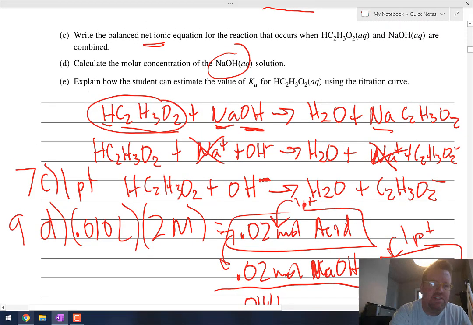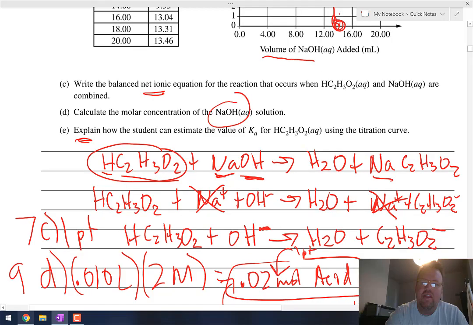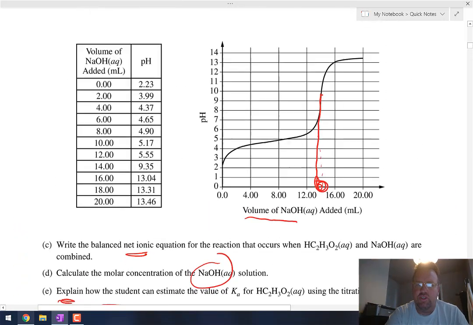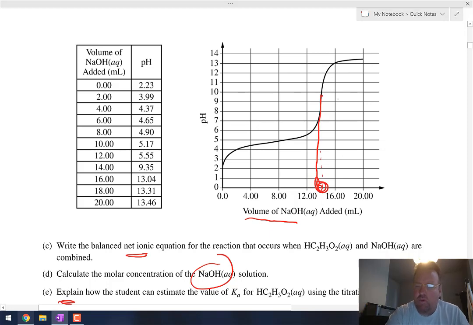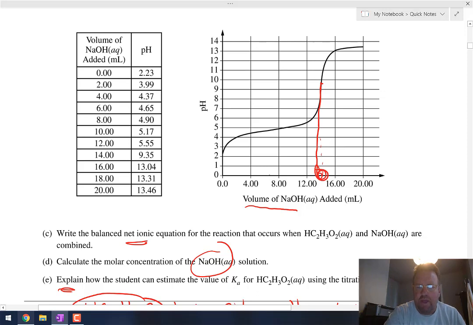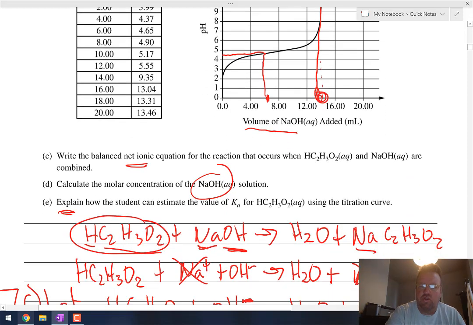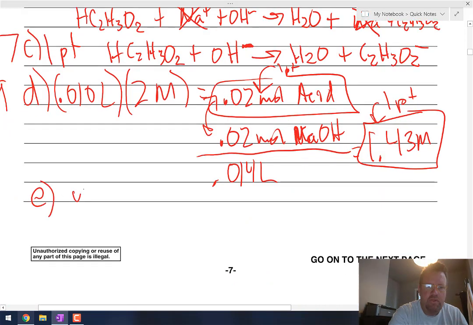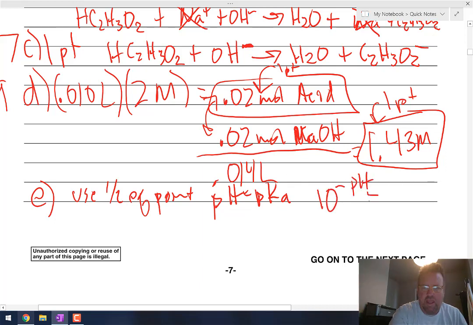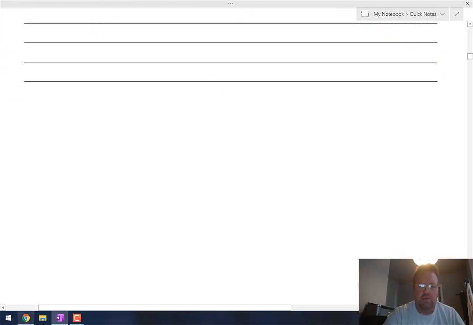Okay, and then the last one, explain. It doesn't say do it, it says explain how the student can estimate the value of Ka for the acid using the titration curve. So just using the titration curve, we know that at the half equivalence point, the pH equals the pKa. So I would go back to the volume of 7, go up, go over, and that is the pH. So in part E, use the half equivalence point, pH equals pKa, take 10 to the negative pH, and that will equal the Ka value. Something along those lines, you would be fine, and that obviously is just a 1-point response, so that gets us to our 10 points.